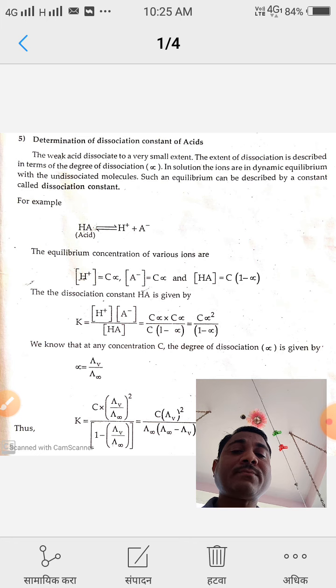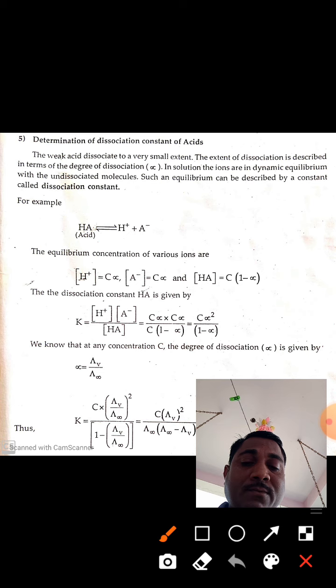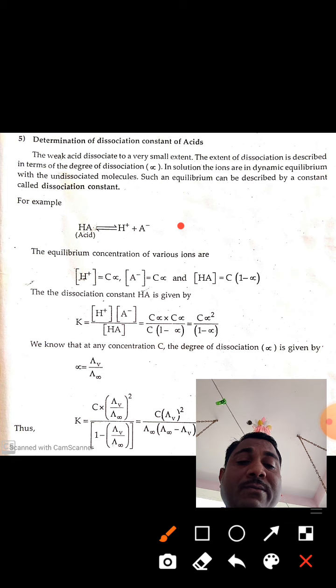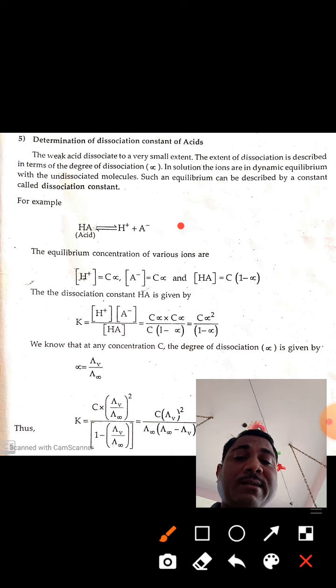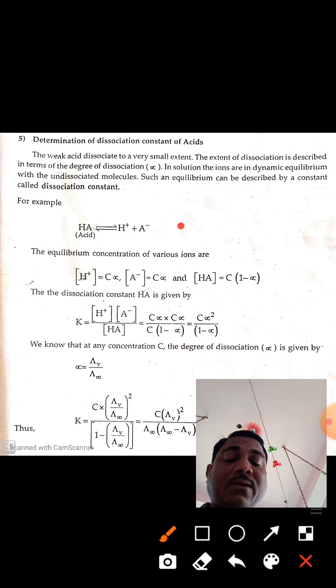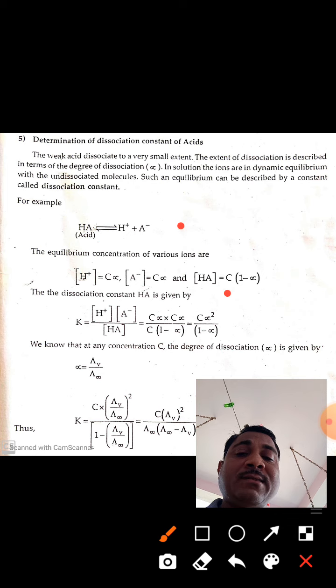For example, HA is an acid which dissociates into H positive ion and A negative ion. The equilibrium concentrations of the various ions are: concentration of H positive ion is equal to C alpha, concentration of A negative ion is equal to C alpha, and concentration of HA is equal to C(1 minus alpha).